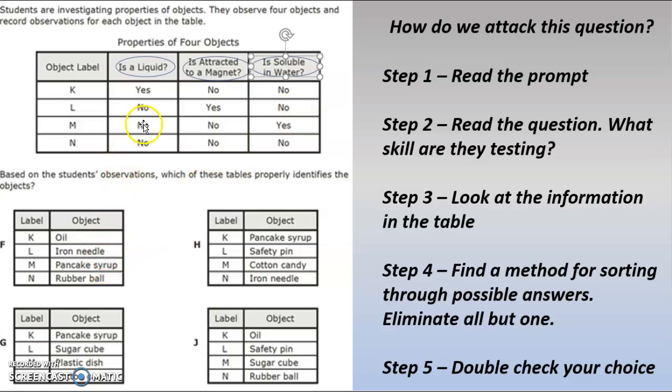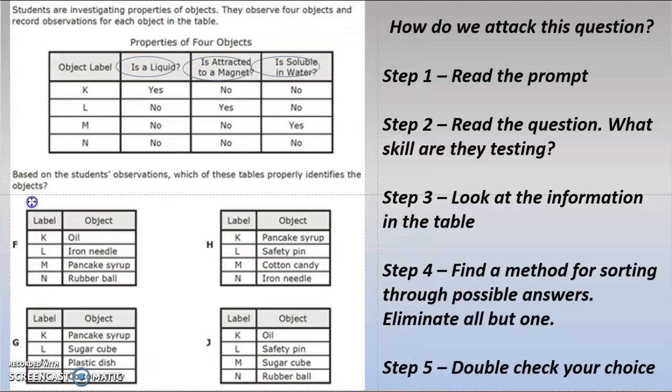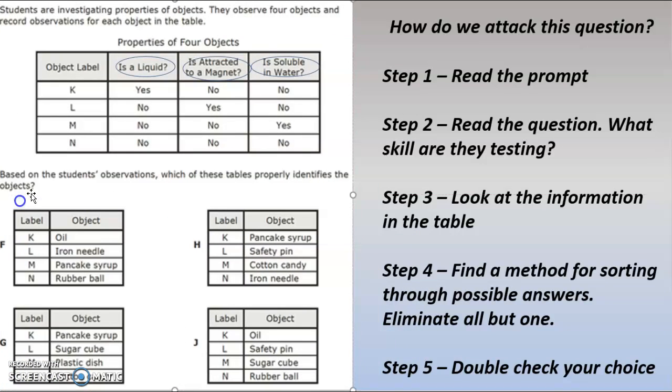Pancake syrup. Is it a liquid? No. Wait a second. Pancake syrup is a liquid. So we can get rid of that one. We can get rid of that. Look at the second one. Pancake syrup, K. Is it a liquid? Yes. Is it attracted to a magnet? No. Is it soluble in water? No. Okay. Pancake syrup. Well, we'll have to think about that one.